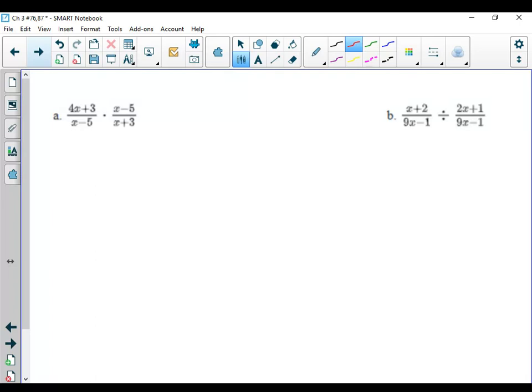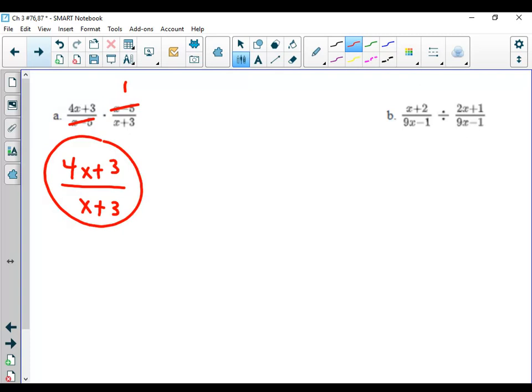I've already got multiplication going on here, so I'm going to look for anything in the numerator that I could simplify with the exact same term in the denominator. We'll notice the x minus 5 through there, so x minus 5 divided by itself just gives us 1. So at that point, I'm left with 4x plus 3 over x plus 3. Now, is there any other simplifying I can do? Can I cancel anything here? No. Okay. So this would be my simplified answer for that one.